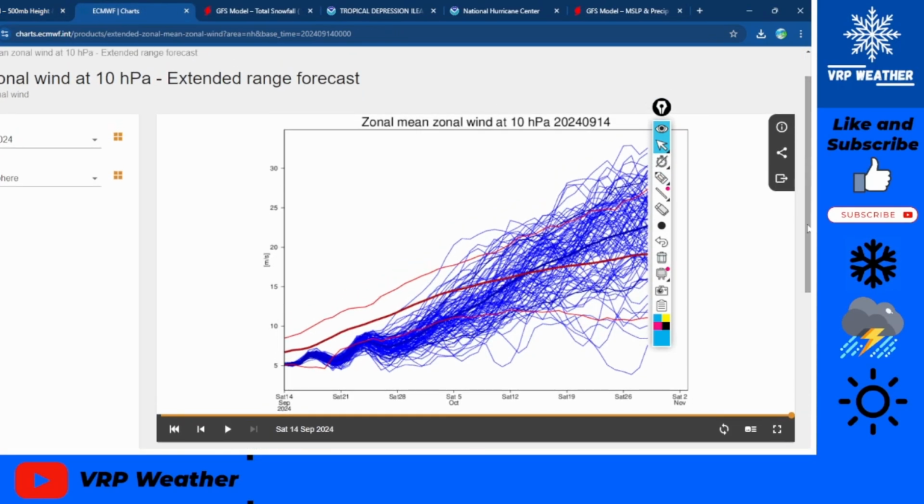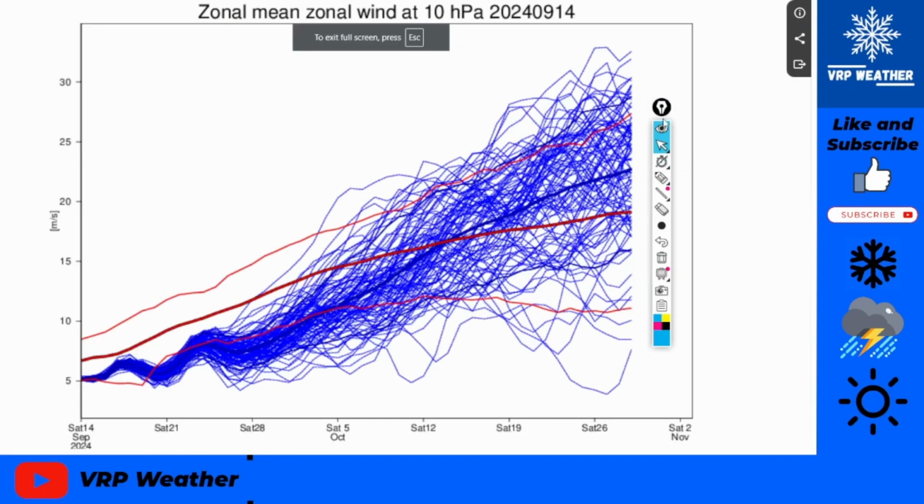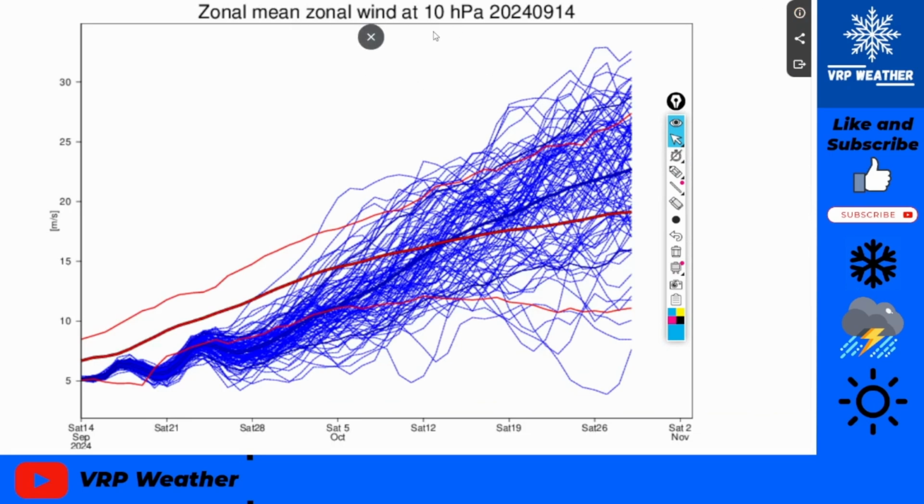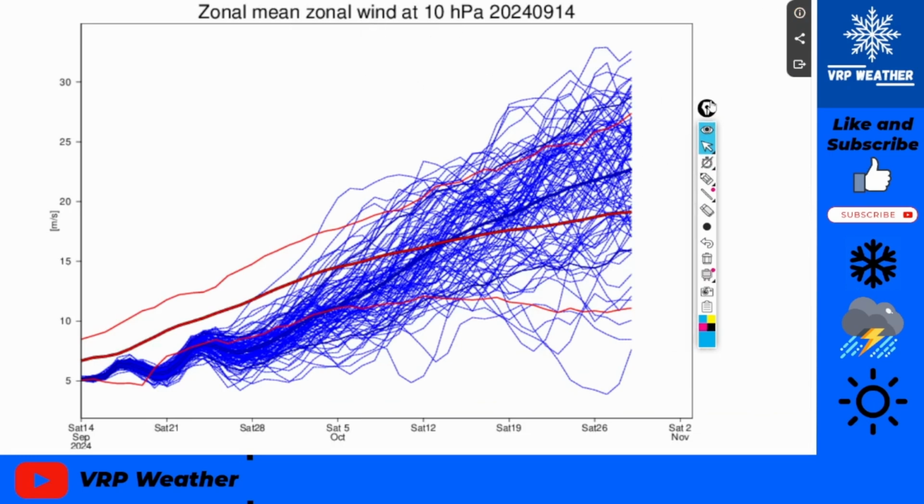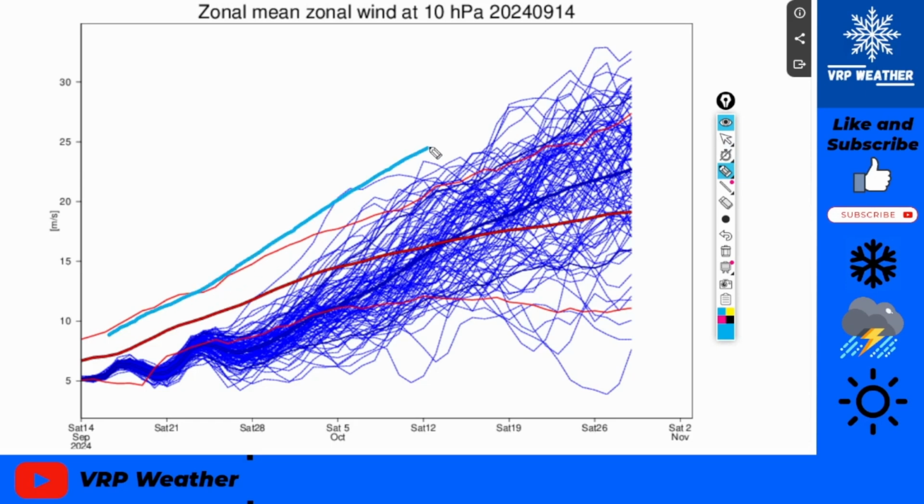Now, speaking of the polar vortex, let's put this at full screen. This is our zonal mean zonal wind at 10 hectopascals. This is our polar vortex for the northern hemisphere. As you see, this graph continues to go up like that. That represents a developing polar vortex. Now, this is where we are right now.